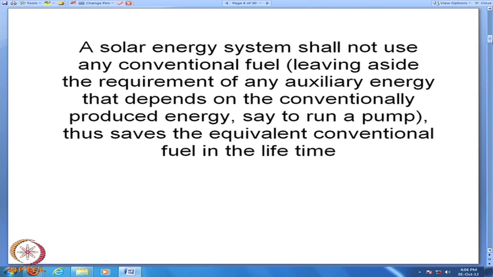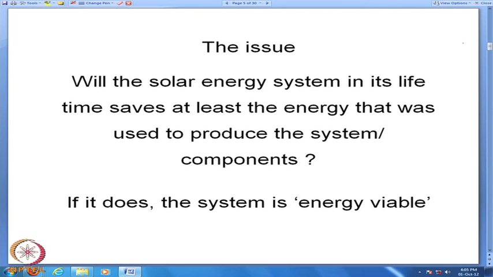So, a solar energy system shall not use any conventional fuel. For the time being, we will leave aside the requirement of any auxiliary energy that could depend upon the conventionally produced energy, say to run a pump. Thus, it saves the equivalent of conventional fuel in the lifetime. So, this is a 100% saving of the conventional fuel.